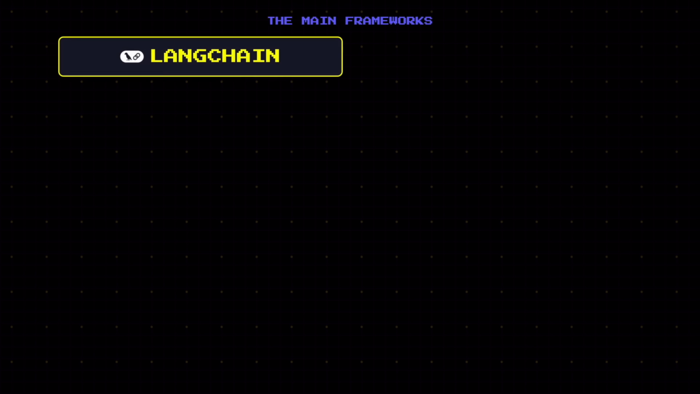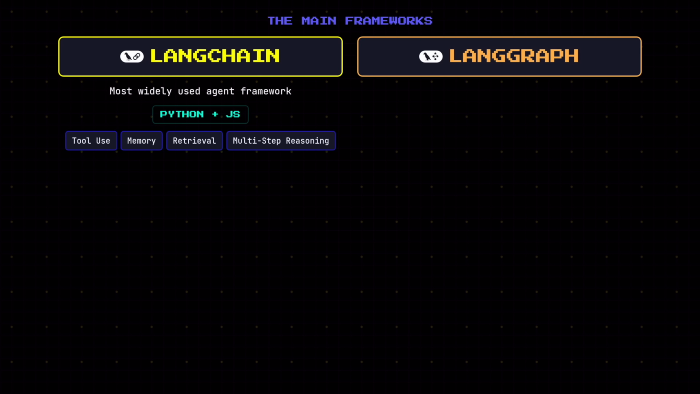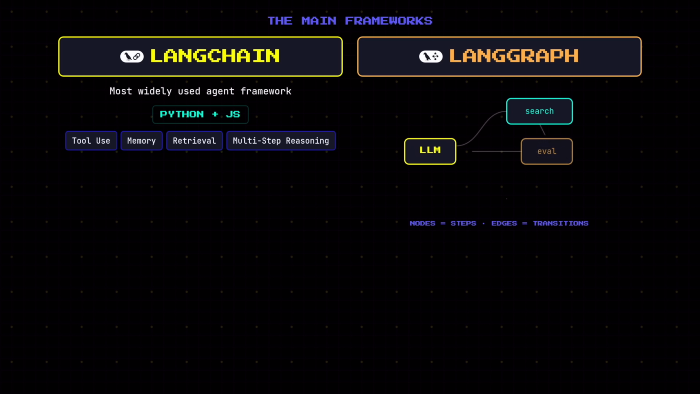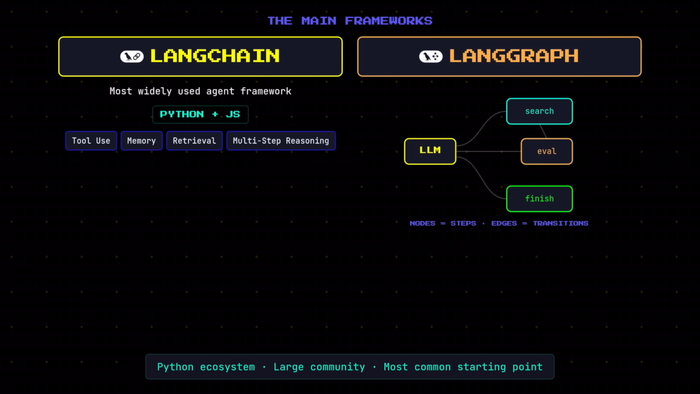First, LangChain and LangGraph. LangChain is the most widely used agent framework. It started as a Python library for chaining LLM calls together, hence the name. It supports tool use, memory retrieval, and multi-step reasoning across many model providers. LangGraph is LangChain's framework specifically for agents. Instead of linear chains, it models agent behavior as a graph. Nodes are steps, edges are transitions, and the agent traverses the graph based on its decisions. If you work in Python and want a large ecosystem with many integrations, LangChain and LangGraph is the most common starting point.